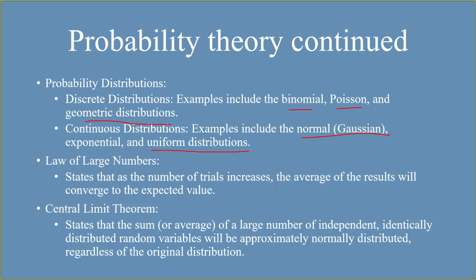Now let's see what the central limit theorem is. The central limit theorem states that the sum or the average of a large number of independent, identically distributed random variables will be approximately normally distributed, regardless of the original distribution.